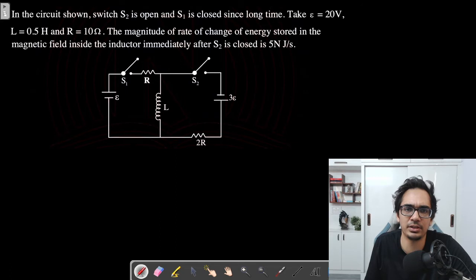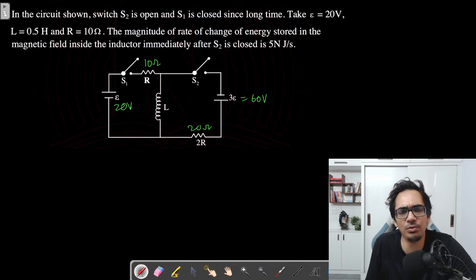Okay, S2 is open and S1 is closed since long time. All right, take E is equal to 20 volt. So this is 20 volt. 3E will become 60 volt. L is equal to 0.5 Henry and R is equal to 10 ohm. So this is 10 ohm. 2R will be 20 ohm.